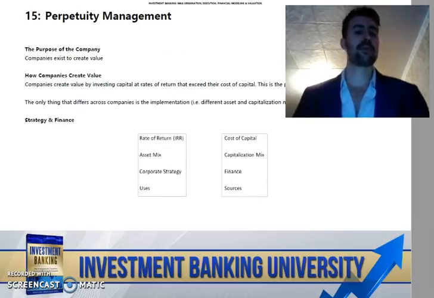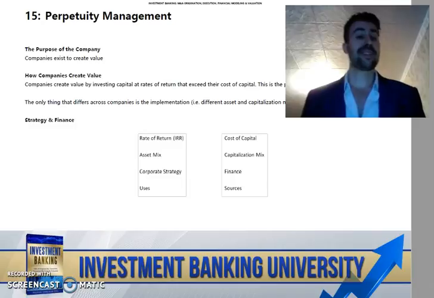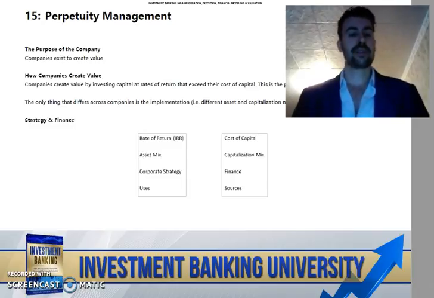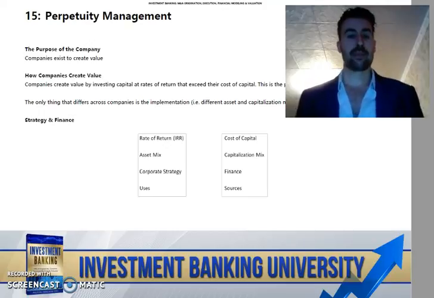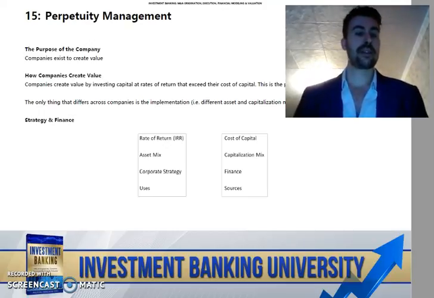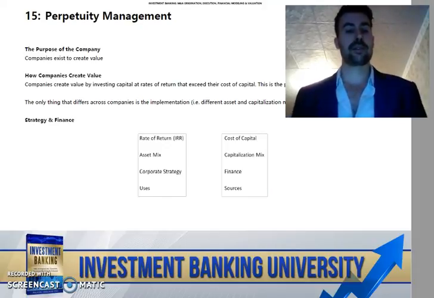In terms of perpetuity management, the purpose of the company, of course, is to create value. Companies create value by investing capital at rates of return that exceed their cost of capital. This is the principle of value creation. The only thing that differs across companies is the implementation, i.e. the different assets and capitalization mix.